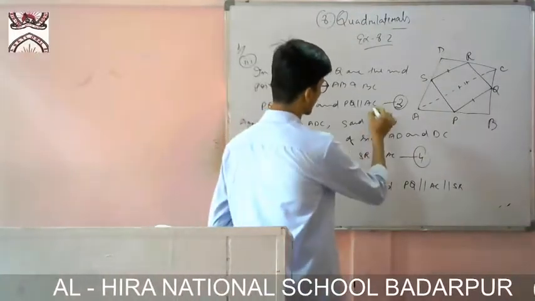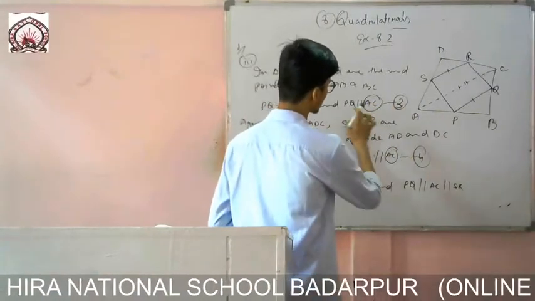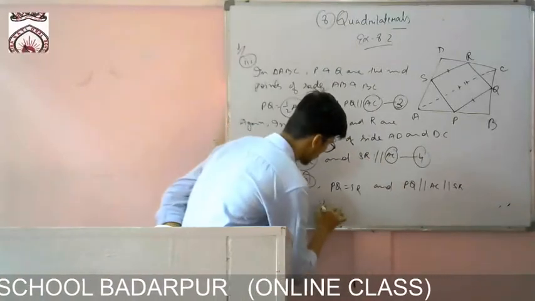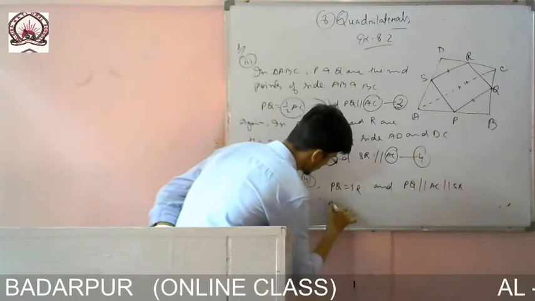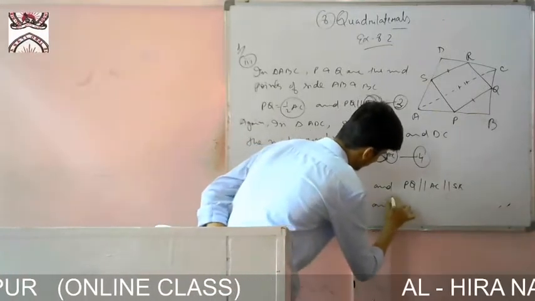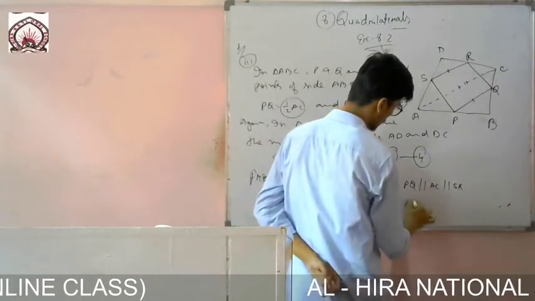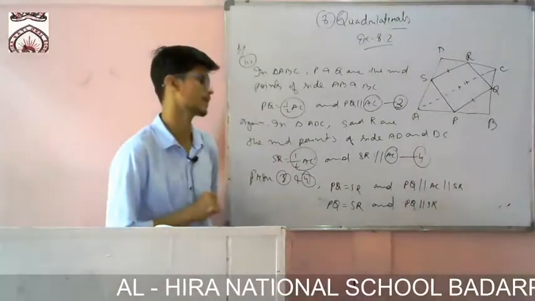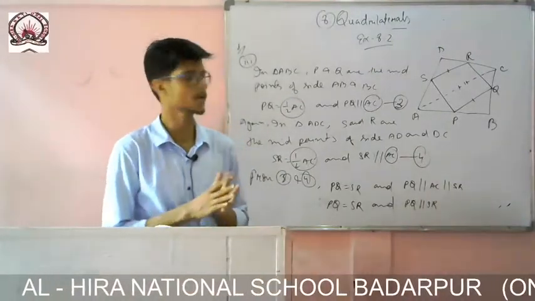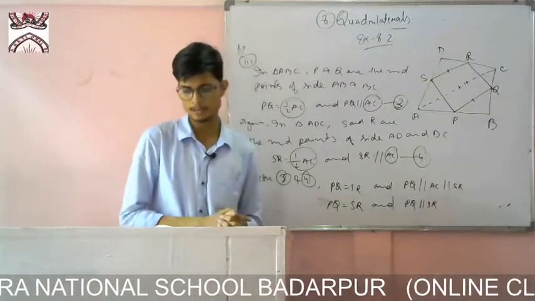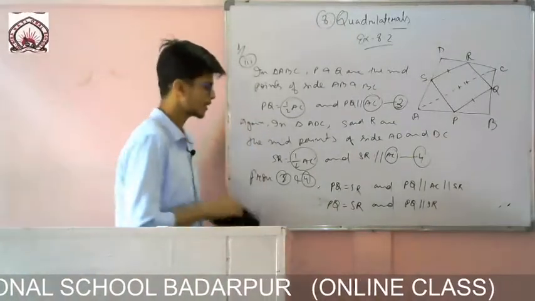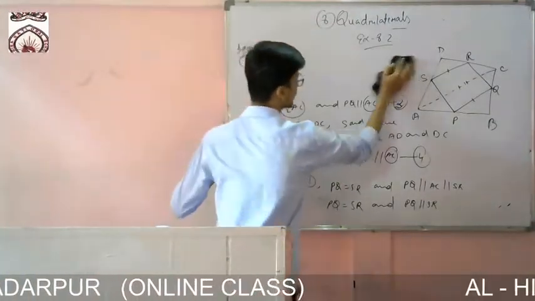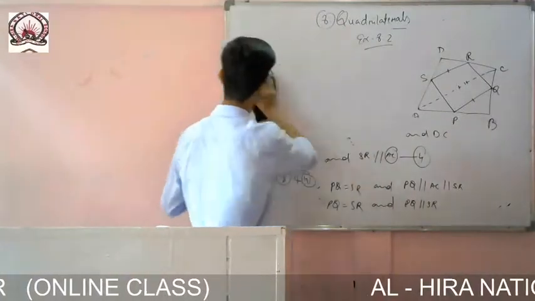Okay, AC is common for both. So I have written that this side is parallel to this one and again this side is parallel to this one. Therefore PQ is equal to SR, and I don't need AC, so I will write PQ is parallel to SR. So we know that in a quadrilateral, if one pair of opposite sides are equal and they are parallel to each other, then we can say that it is a parallelogram. So here also one pair of sides are equal and parallel to each other, so I can say that it is a parallelogram.